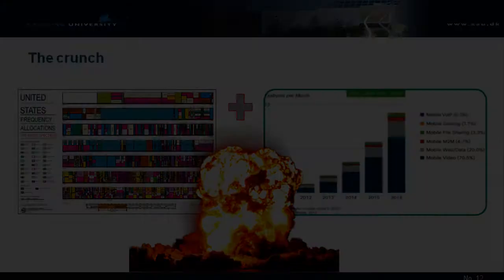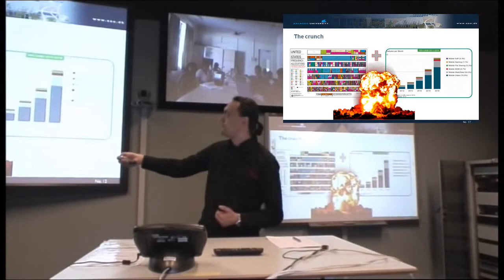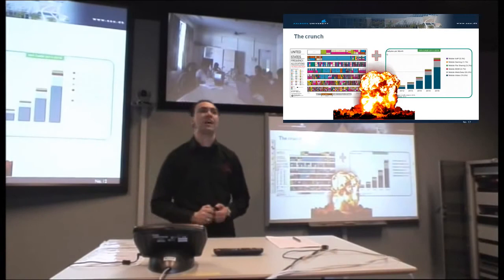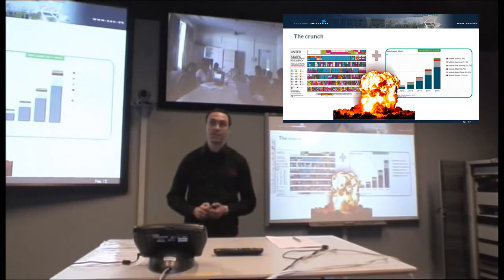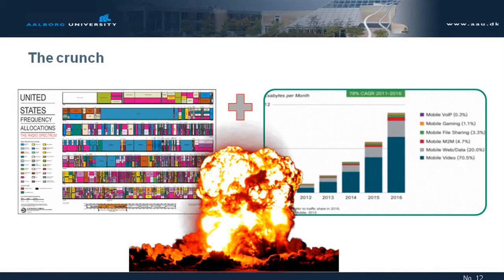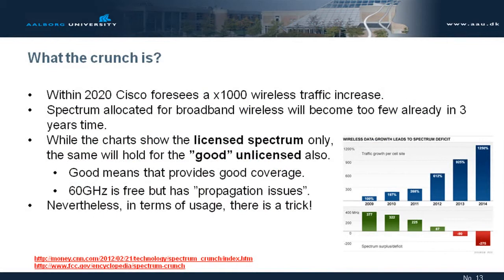You sum this problem with this traffic, boom. What do you have? You have a total disruption of the telecommunication systems. You cannot have broadband communication, basically. Why? Because the new systems require higher bandwidth, require higher data rates. How do we deal with it? That's a big problem. That's called the spectrum crunch in the business and telecommunication terminology.